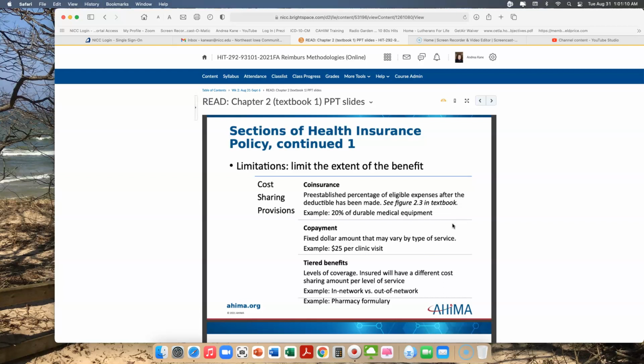And that is on page, where have they put it? I'm seeing everything but that. Oh, figure 2.3. Look at the bottom of page 31. Bottom of page 31.